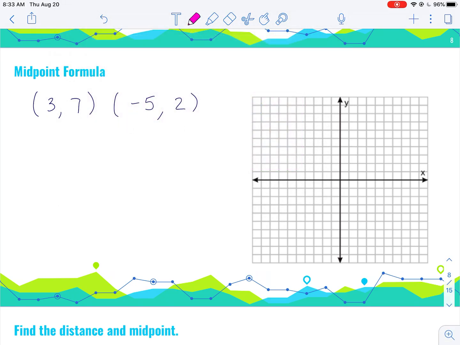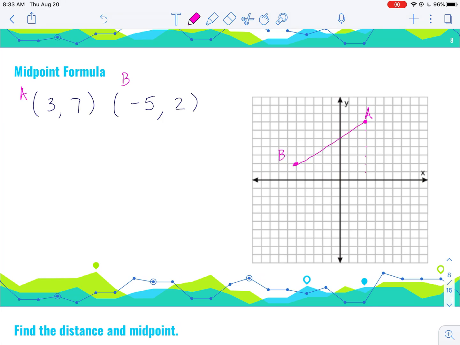So let's plot these points. 3, 7, so that'd be 3 over, and then 7 up. 1, 2, 3, 4, 5, 6, 7. So we'll call that point A. And then point B is negative 5, 2. So 1, 2, 3, 4, 5, and 2. We'll call that point B.